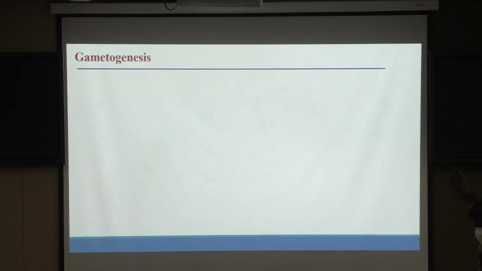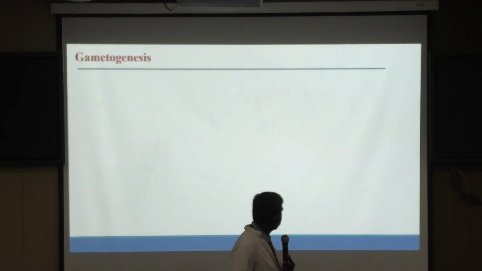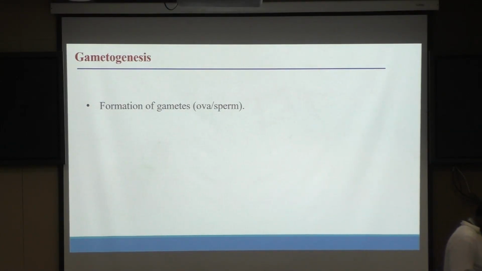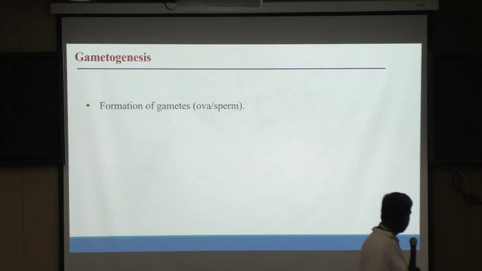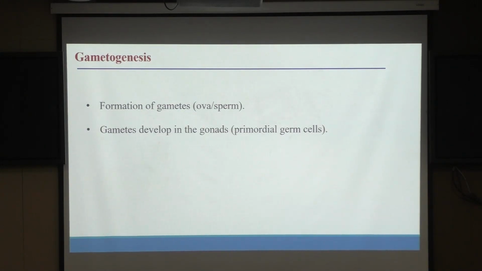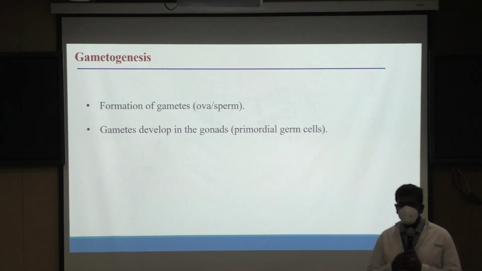Okay. Now, in case of humans, it all starts with gametogenesis from cells called primordial germ cells. Right? So here in case of humans, gametogenesis refers to formation of gametes. In case of female, it is ova. In case of male, it is sperm. These gametes develop from gonads. Within the gonads, we have some group of cells called primordial germ cells, PGC, primordial germ cells.